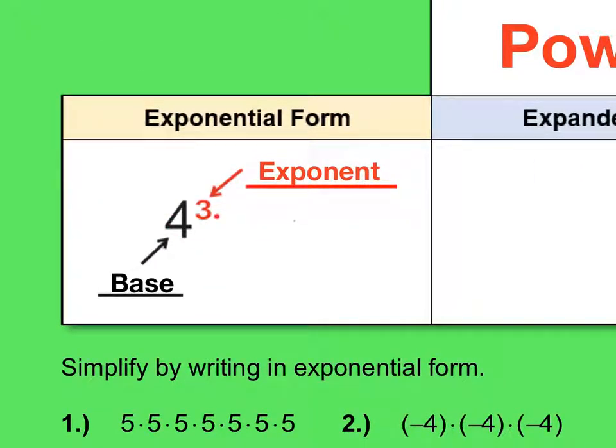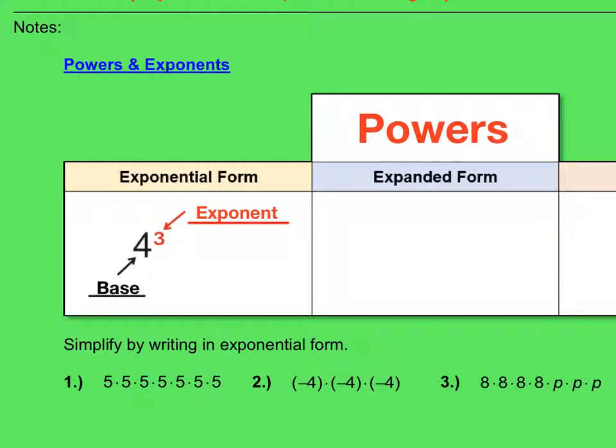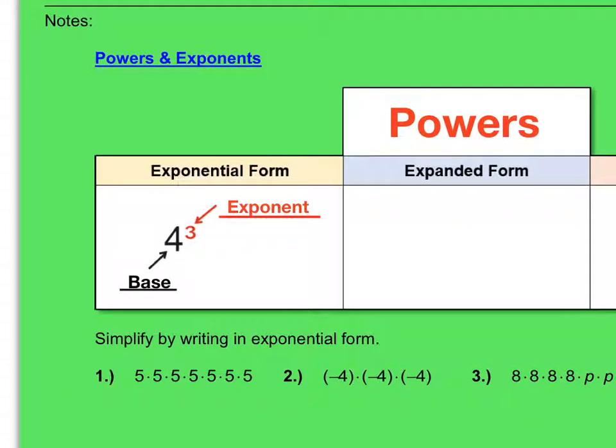The way that we say this is 4 to the third power. Okay? 4 is the base. 3 is the exponent. So this whole thing is a power, and we say it as 4 to the third power. You also can say it as 4 cubed, both ways. And the reason why it's cubed is because there's 3 dimensions. Now, that's exponential form. When it's written as a base to an exponent, they call that exponential form.